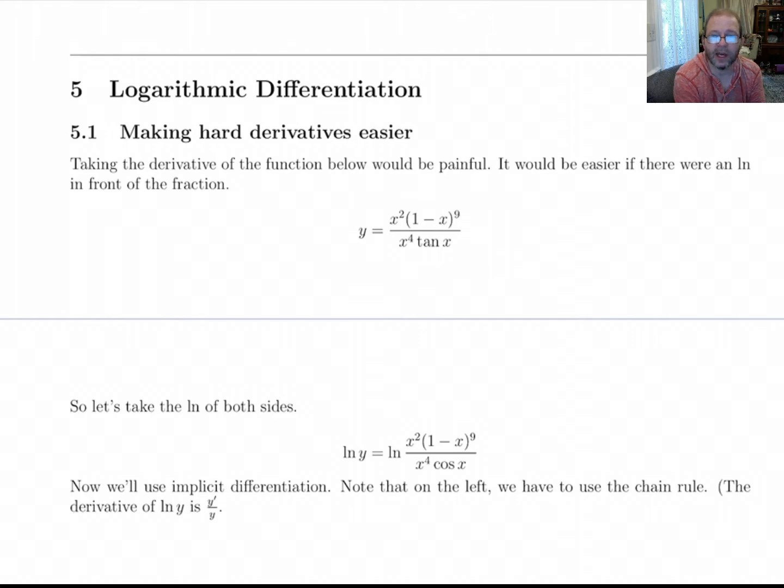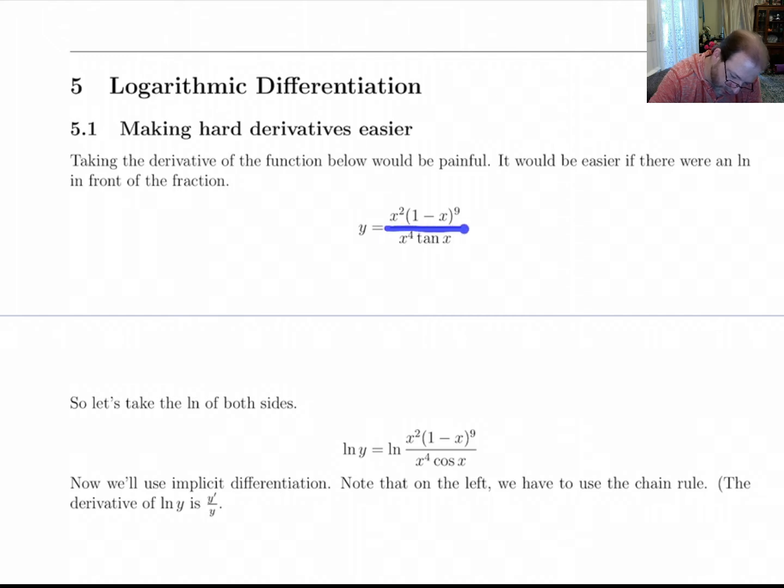Now that's going to be a pain because the first thing we do is use the quotient rule. And so we do low d high. Well, when we do d high, the derivative of the top, we've got to use the product rule and the chain rule. So low d high minus high d low, when we do the derivative of the bottom, again, we've got to use the product rule. So this thing would get pretty complicated pretty quickly.